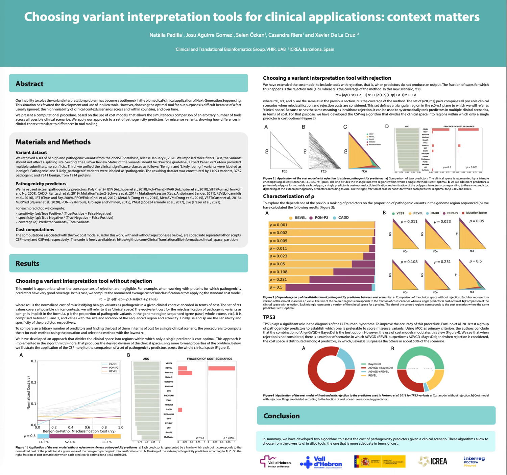Context Matters. In recent years, many in silico tools have been developed to help in the interpretation of variants of next-generation sequencing projects. Even though the majority of them have a high performance, none is perfect, and clinicians have to select the ones that best fit their needs. For that, performance metrics like accuracy, area under the curve, or Matthews correlation coefficient are usually used. However, these metrics don't take into account the clinical context, which may vary between countries and over time.